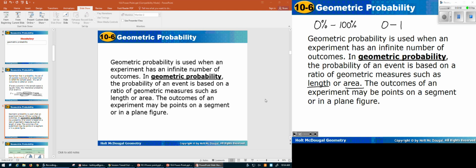If you get a negative, you've done something wrong. If you get something over 1 or over 100, you've done something wrong. You can't have more than 100% probability of something occurring, okay?